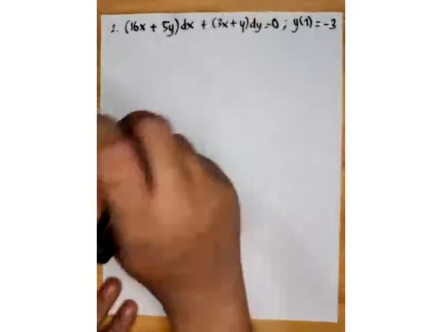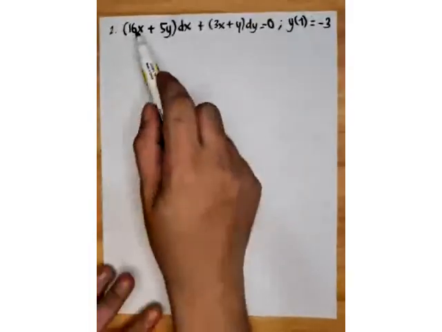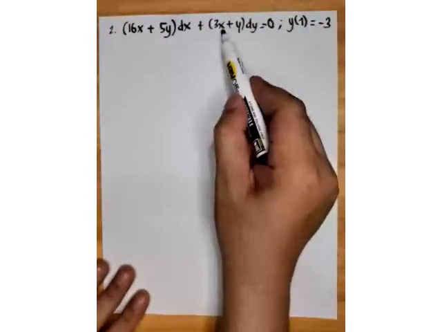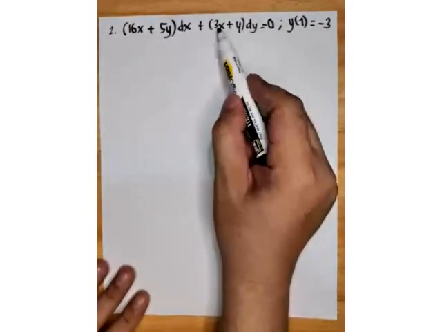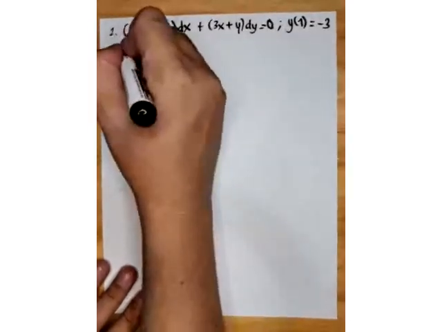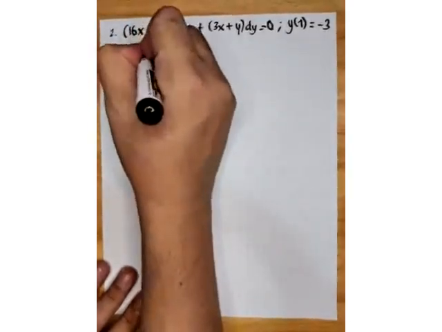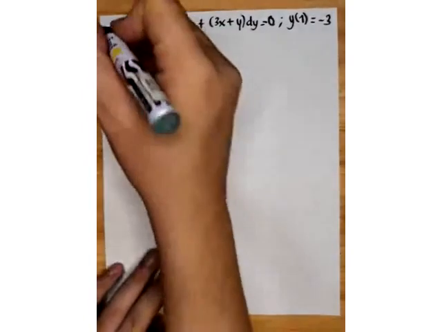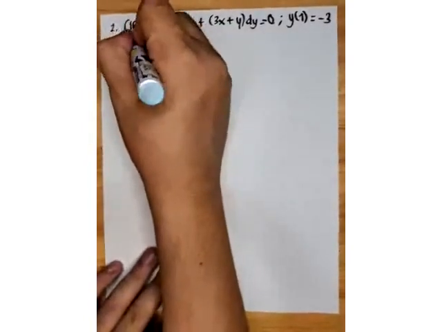So if you will check, so this one, degree of this term is 1, just x. Y is also 1. And then x is 1. And then 3x is also 1. And then y is also 1. Ayan. So yung ating degree of homogeneity is equal to 1. Okay, so the degree of homogeneity is 1.